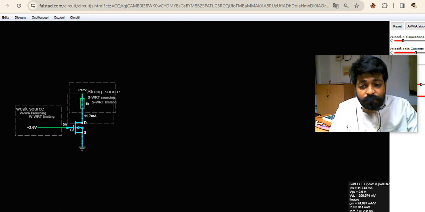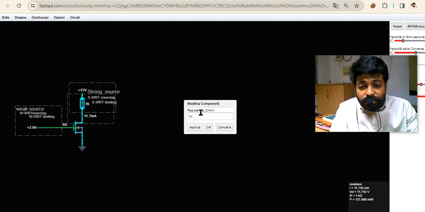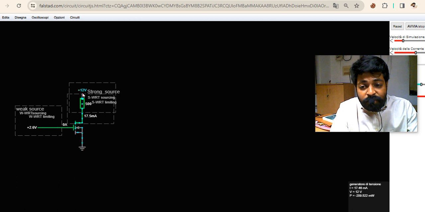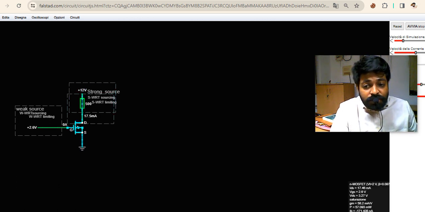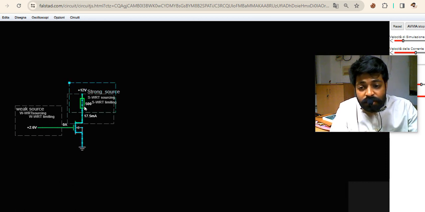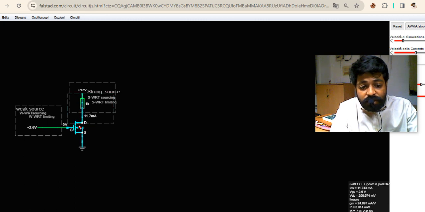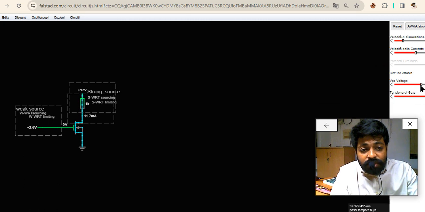So I will be changing that resistance over here, it is 1k, now I will change it to 0.5k. Once I reduce the resistance, automatically it will be pumping more current, so you can see the transistor has now come into the saturation region. Previously the transistor was not in the saturation region, when it was at 1k. Since the transistor was not in the saturation region, if I change the drain voltage to 11.3, immediately the current changed.